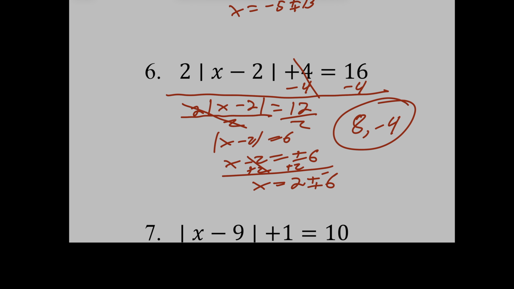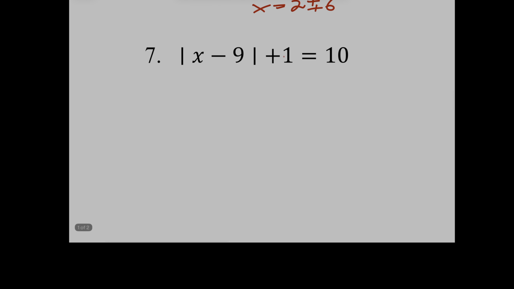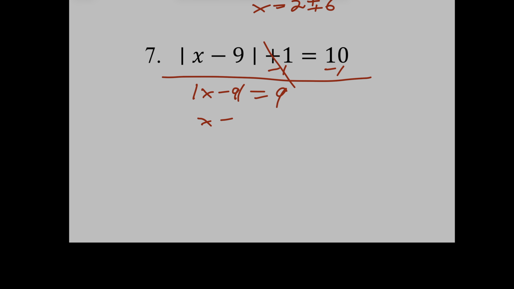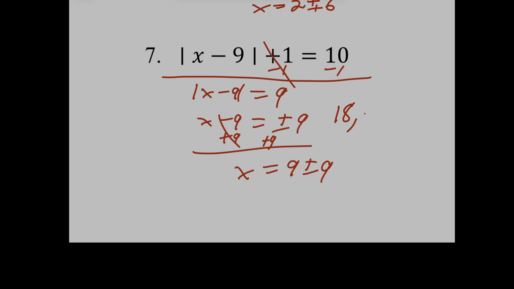All right? Number 7, we want to get the absolute value all by itself. So step number 1 is to subtract that 1. And I'm going to get absolute value of x minus 9 is going to equal 9. Or x minus 9 is going to equal a plus or minus 9. That's how we get rid of the absolute value. And once I add 9 to both sides, I'm going to get x equals 9 plus or minus 9. What's 9 plus 9? 18. What's 9 minus 9? 0. And that's how we get our answers.